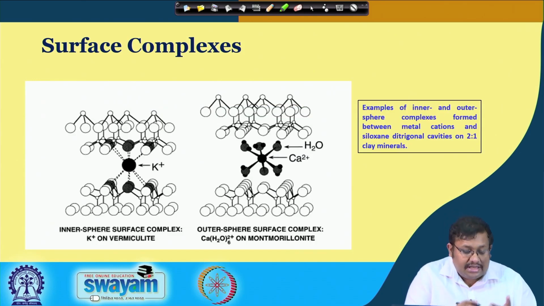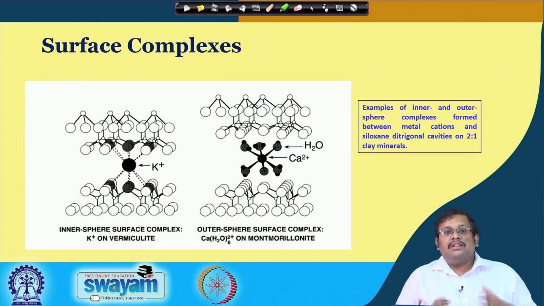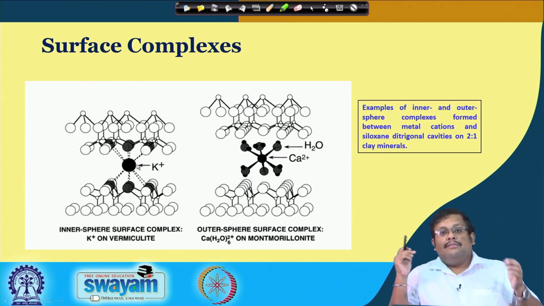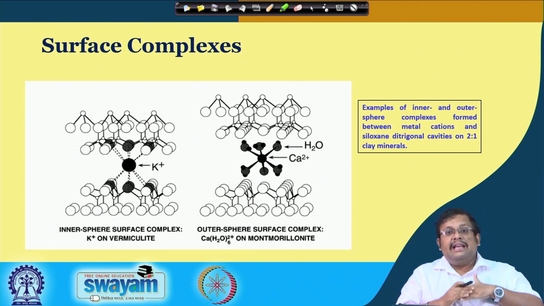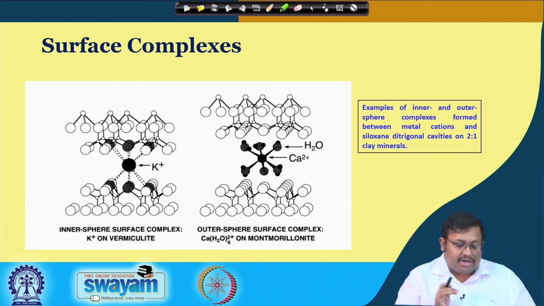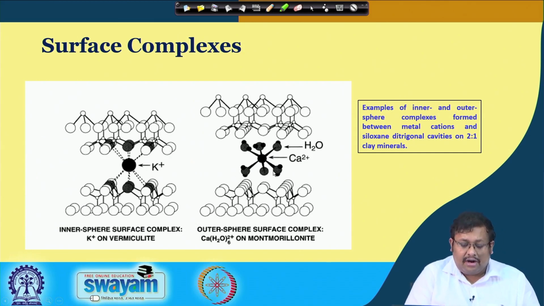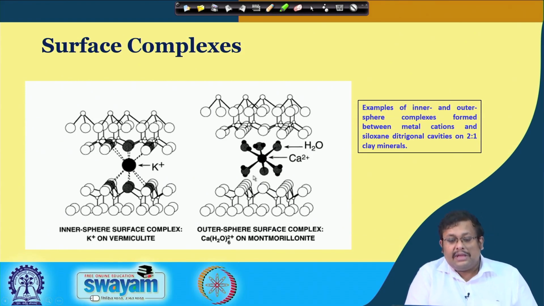Now, this shows a clearer picture of outer sphere complexes and inner sphere complexes. The first picture shows the inner sphere complex, where the potassium is placed in the interlayer space of vermiculite. It is producing a locked structure. Now, you can see this potassium is an inner sphere complex. However, an outer sphere complex can be found in case of montmorillonite, where the calcium is present surrounded by water molecules. So, these are two different complexes: inner sphere complexes and outer sphere complexes.